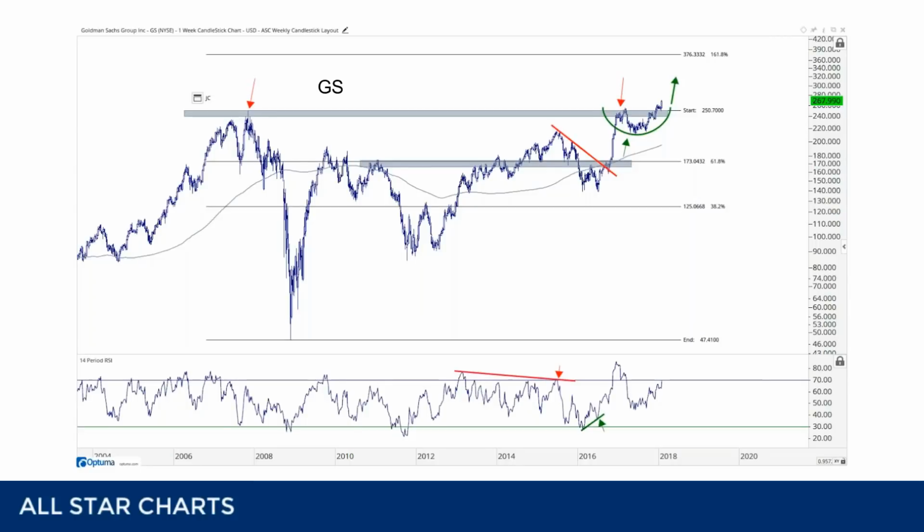People are like, oh my God, JC, the market is so stretched and it's gone too far, too fast. Goldman Sachs hasn't done a damn thing for 10 years. How can you possibly sit there and look at me with a straight face and tell me we've gone too far, too fast when one of the most important stocks on planet Earth is flat the past decade? I think we go a lot higher in Goldman Sachs. I think we're going to 376. We want to be long if we're above 250.